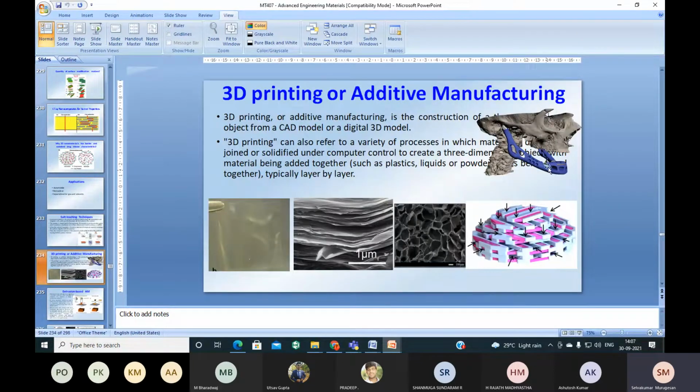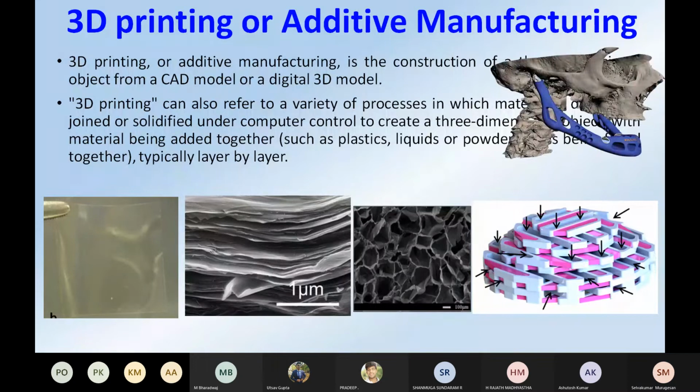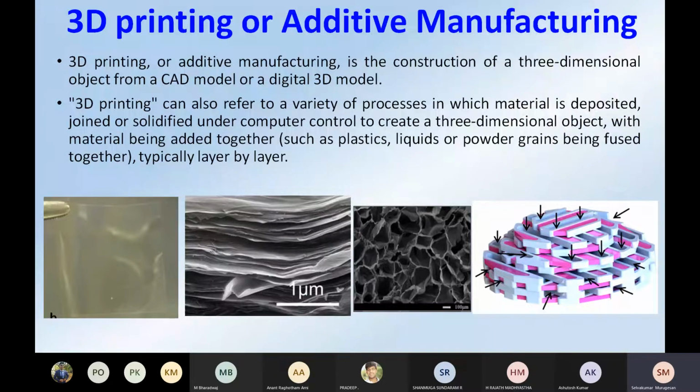So if I ask you to fabricate this kind of 3D structures, how do you fabricate? What kind of method do you adapt? You cannot adapt any of the methods we have seen so far, either solution casting or deposition like laser deposition or electro deposition, or melt mixing or any kind of method. None of these methods can give you this kind of 3D structures. So there comes the technique called 3D printing or the additive manufacturing methods.